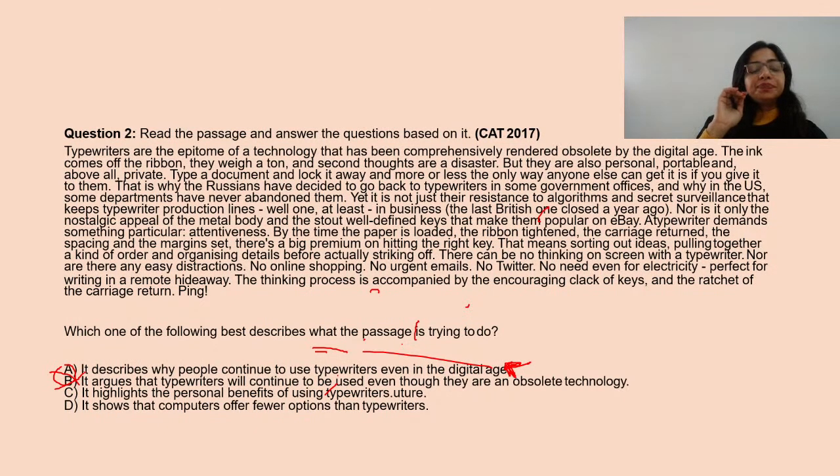Now comes C. C says that it highlights the personal benefits of using typewriters. I don't think so. It talked about business, secrecy, the US department, the Russian department. So it has told much more than just personal benefits. So this is just one of the ideas, not the entire passage.